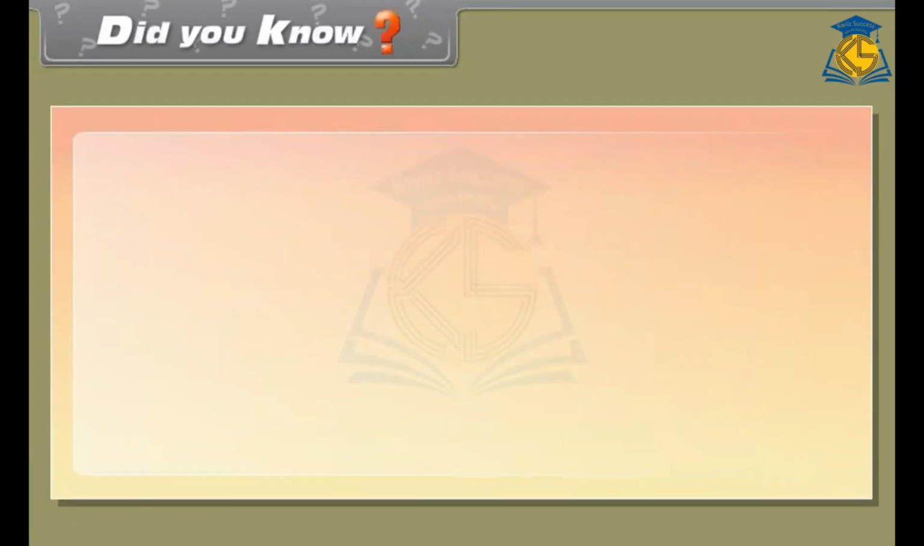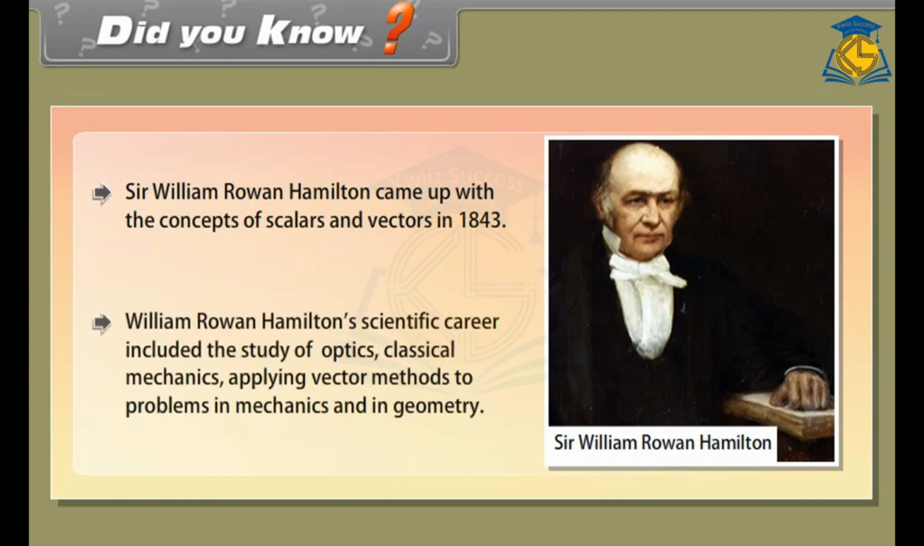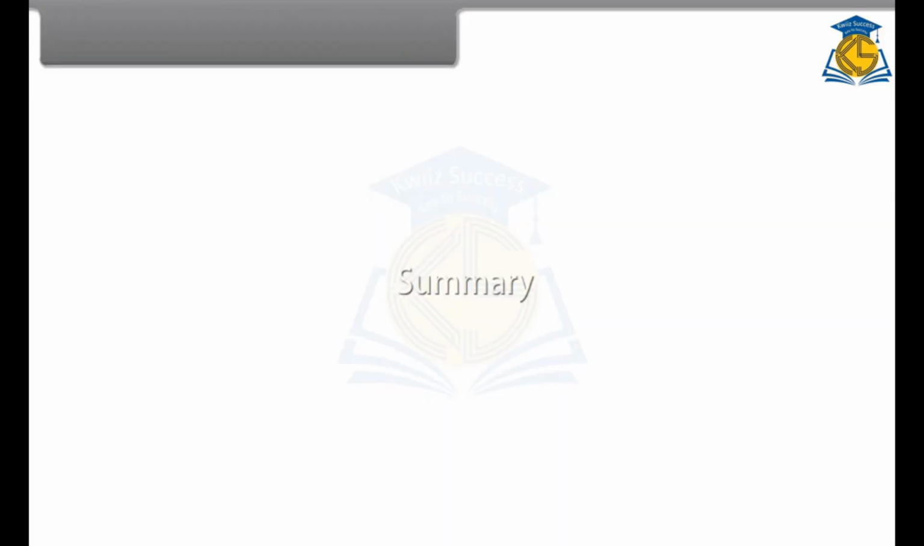Did you know? Sir William Rowan Hamilton came up with the concepts of scalars and vectors in 1843. William Rowan Hamilton's scientific career included the study of optics, classical mechanics, applying vector methods to problems in mechanics and in geometry. Summary.